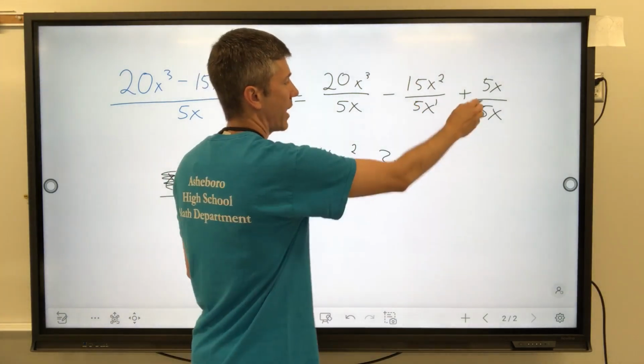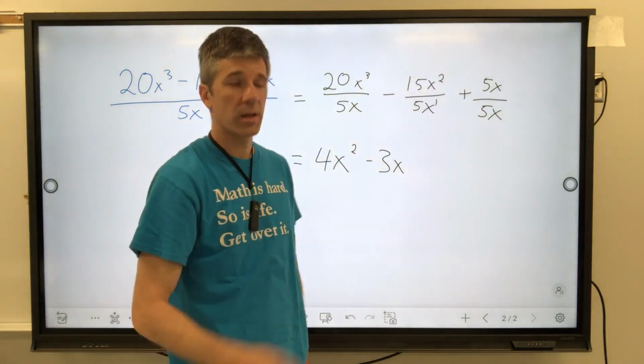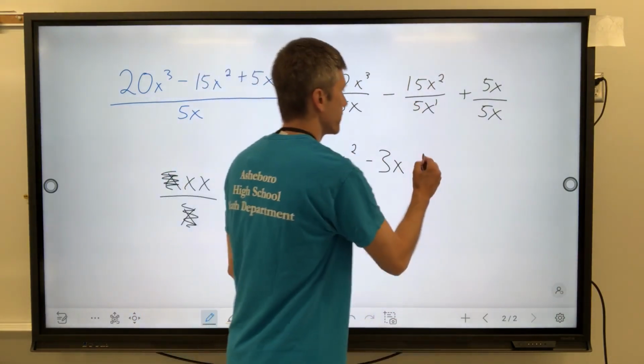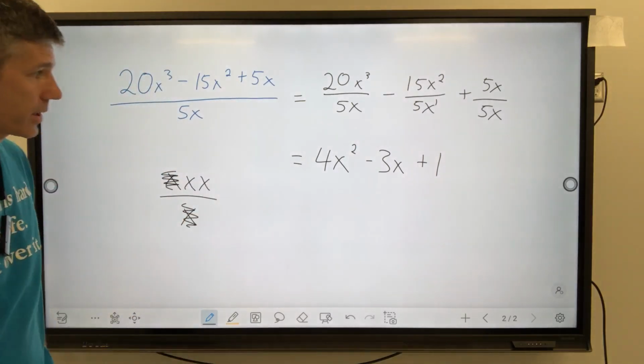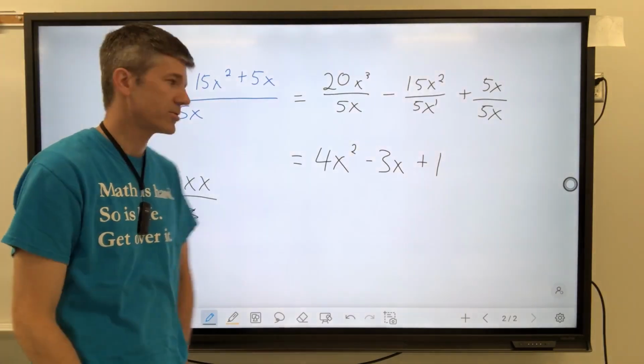And then we're going to have 5x divided by 5x. 5 divided by 5 is 1. X divided by x is 1. 1. Don't leave it blank. It is not 0. And that's what we have. And if you're like, oh, let's factor. They didn't ask you to do that. They asked you to divide.